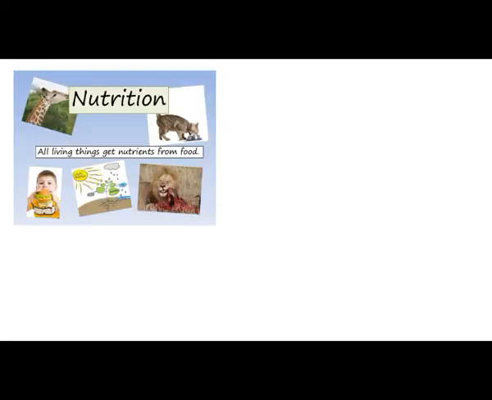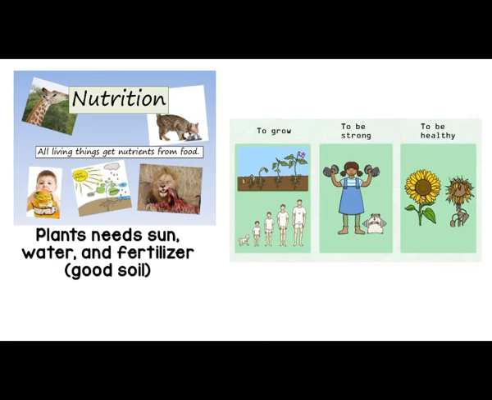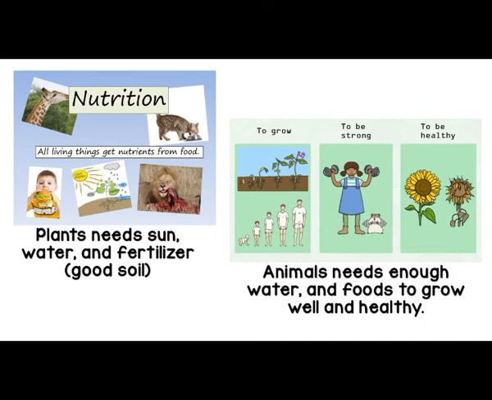So basically, all living things need nutrients to grow, and they can get the nutrients from the food. They need the nutrients to grow well, to be strong, and to be healthy. The plants need the sun, water, and fertilizer, or good soil, while animals need enough water and foods to grow well and healthy.